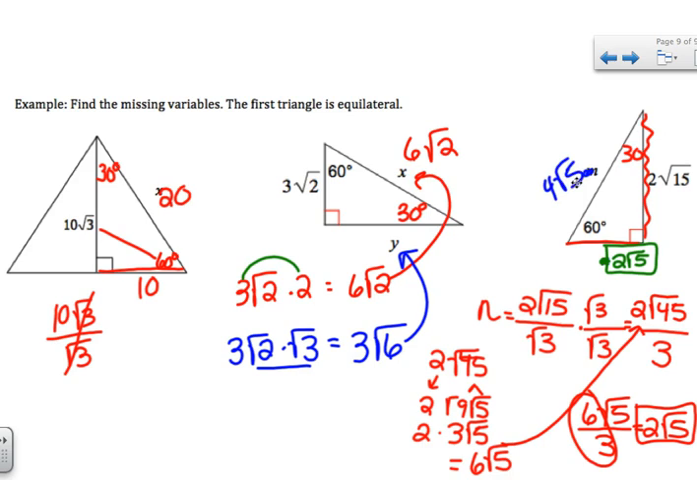Okay? So again, 30, 60, 90 triangles are the hardest by far, and they are going to be the hardest when they give you the 60-degree angle with the funky radical. But that is probably not going to happen a lot.